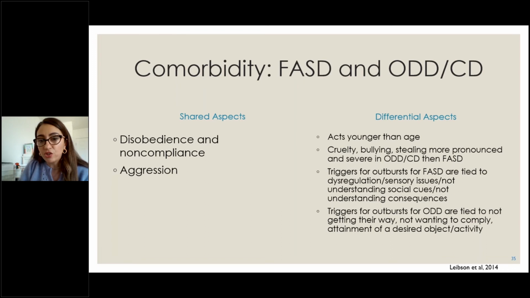Okay, so how can we differentiate? Well, children with FASD act younger than their age. They're usually described as immature and not up to their age level. Whereas kids with ODD are presenting at their age level. Okay, kids with FASD can engage in cruelty, bullying, stealing. It could be more pronounced than what we see in ODD and conduct disorder.